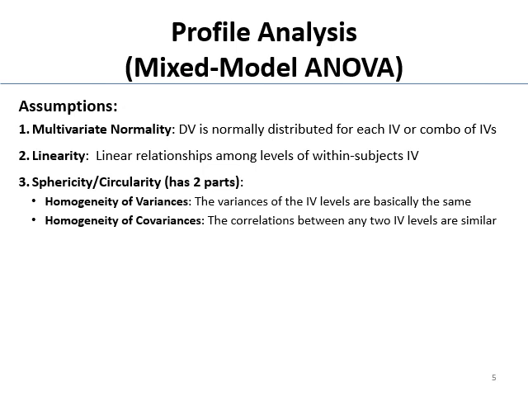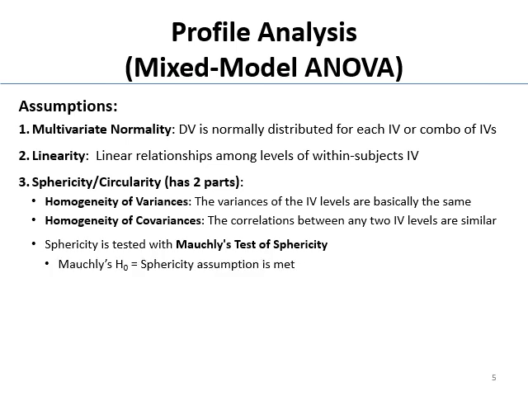Second part is the homogeneity of covariance, that is the correlations of the DV scores between any two cells of the design, that is any two combinations of IV levels, are about the same correlation. So that's the one that's almost always violated, if you remember back to when we did repeated measures ANOVA. So we use a test called Mauchly's test of sphericity to test the two parts of the sphericity assumption. And the null of Mauchly's is that the sphericity assumption is met. So you actually don't want to be rejecting the null here.